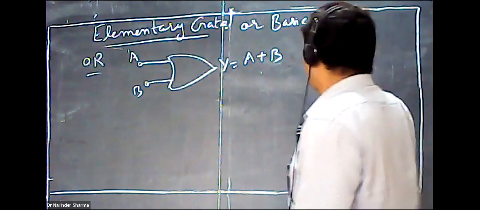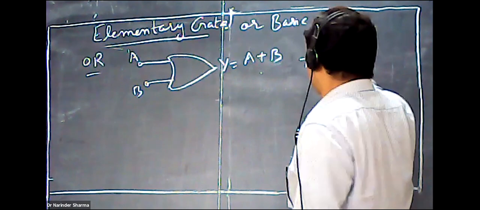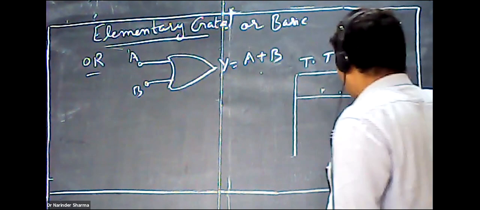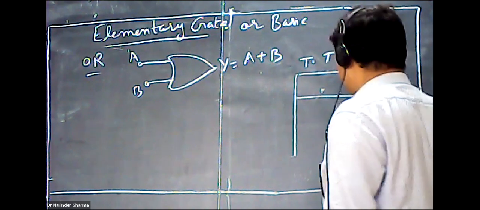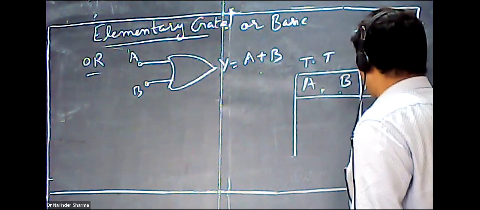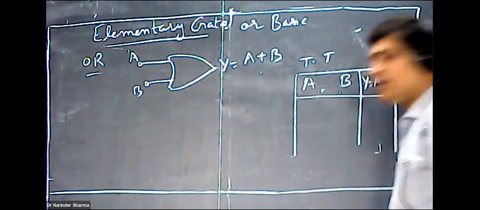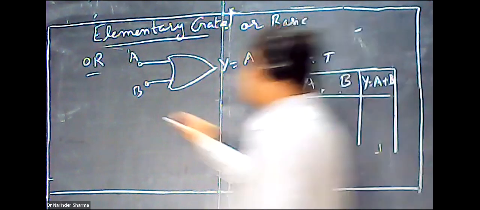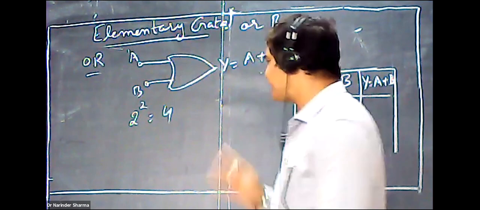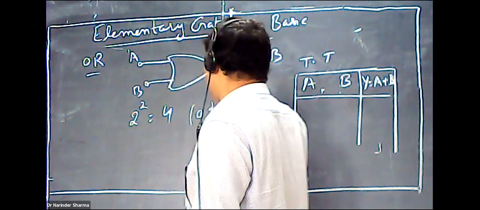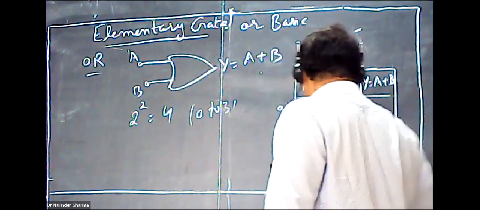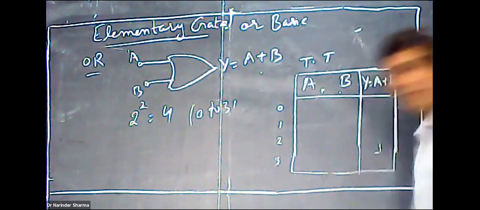If I design the truth table, again I repeat, the truth table gives the relation between the input and output. Inputs A, B, and Y equals A plus B. Students, it has two inputs, which means 2 raised to power 2 is equal to 4. There are 4 ways to write its output, that is 0 to 3. Understand it carefully: 0, 1, 2, 3.